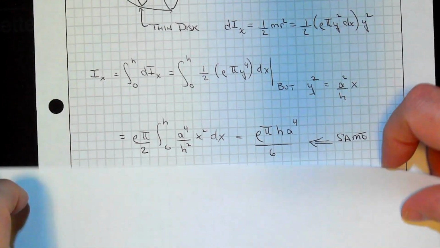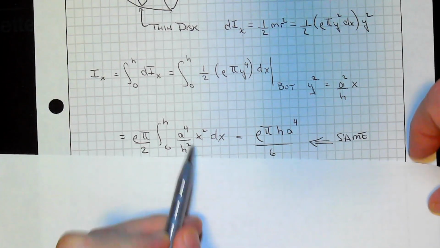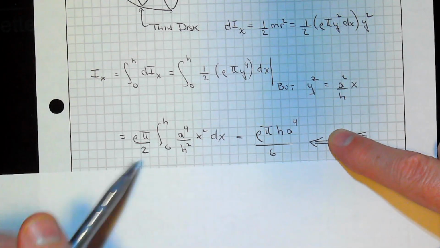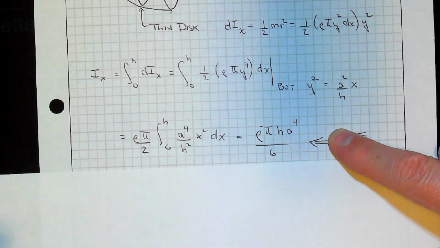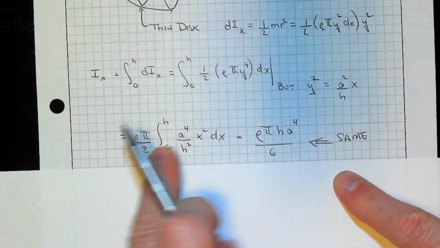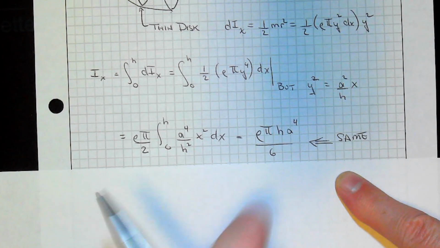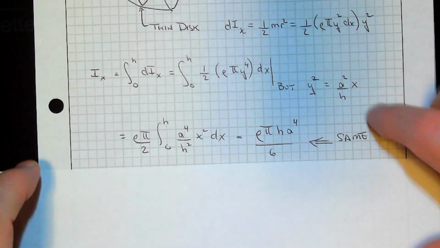And we can see this right here. Okay, so I'll factor out the rho pi over 2, and I can factor out the a to the 4th over h squared as well for that matter. But we just do the very simple integration in x, multiply everything out, and bam, here's our Ix. Same thing we had last time.